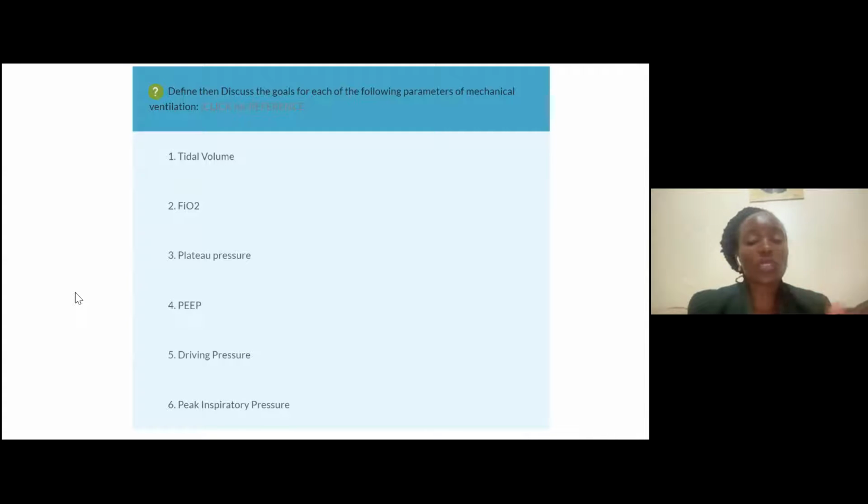You can even go as low as 3, depending on how severe the ARDS is, once you've calculated the PF ratios. So that is the aim of understanding what tidal volume to put. When it comes to the FiO2, you want to understand that, remember, oxygen is a drug.